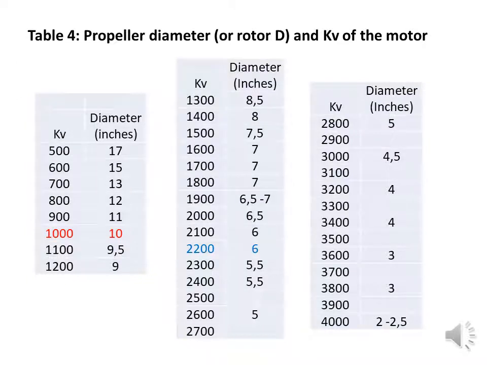This table gives the propeller diameter, or the rotor diameter in case of EDF, according to motor kV. In red you can see that for the 1000 kV motor, the propeller diameter is 10 inches. In blue, for a 2200 kV motor, the propeller diameter is 6 inches. But what about the propeller pitch?